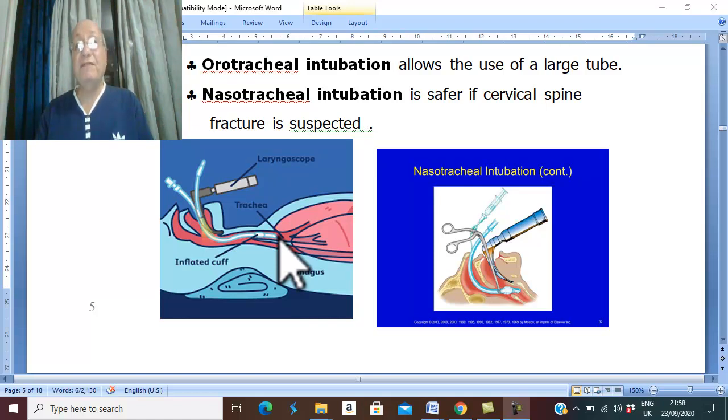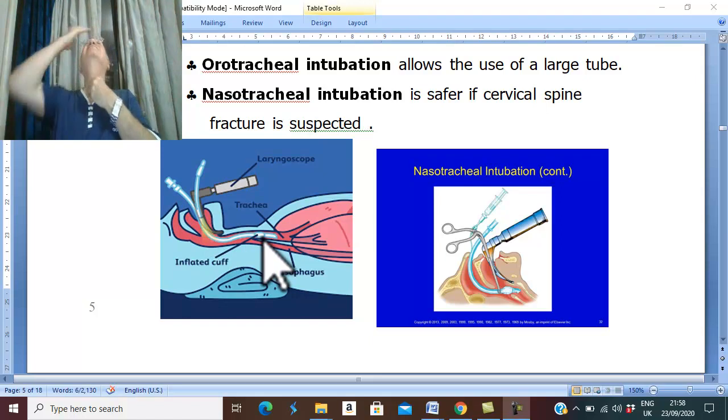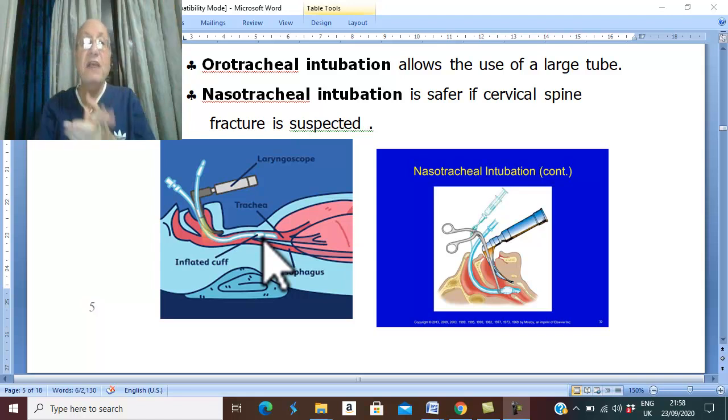Nasotracheal intubation is safer if cervical injury is suspected, because technically to introduce an orotracheal tube we should extend the head, and in this extension there is fear of movement of an unstable cervical fracture leading to spinal cord injury. Therefore, the nasotracheal tube is safer in cervical spine fracture injury.